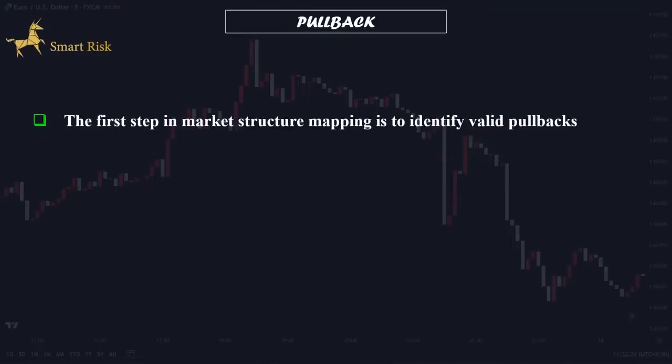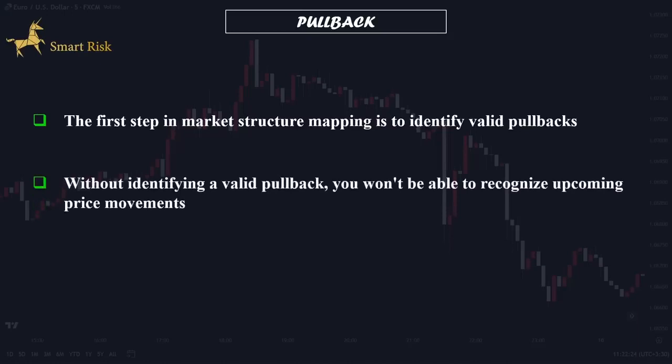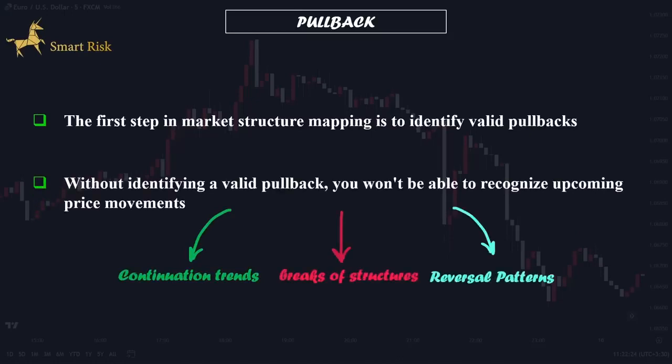The first step in market structure mapping is to identify valid pullbacks. Without identifying a valid pullback, you won't be able to recognize upcoming price movements, such as continuation trends, valid breaks of structures, and reversal patterns.